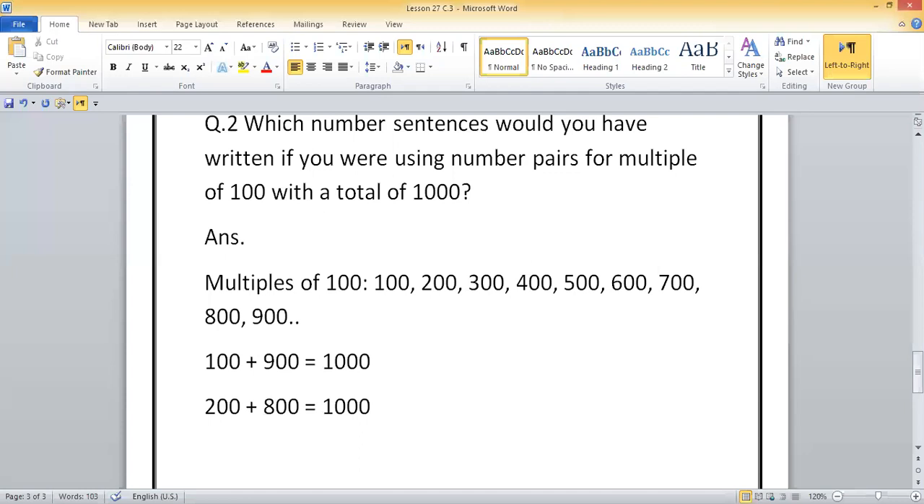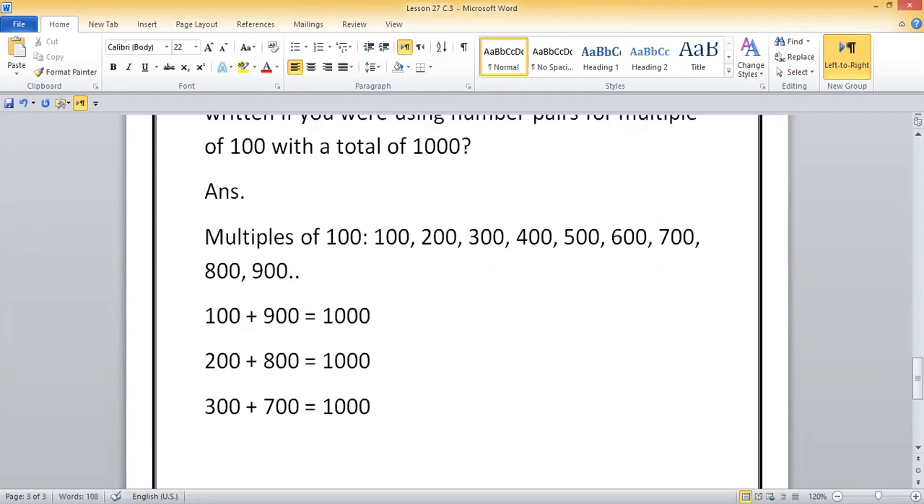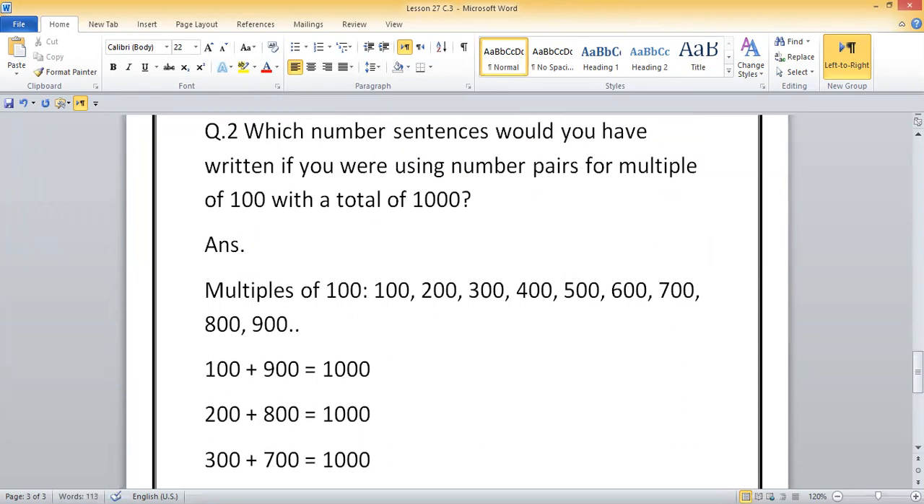300 plus 700 equals 1,000. Very good, very good. 300 plus 700 equals 1,000. One more, please. 400 plus 600 is equal to 1,000. Write it in the notebook.